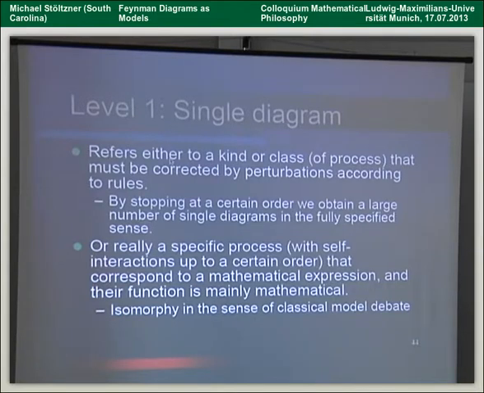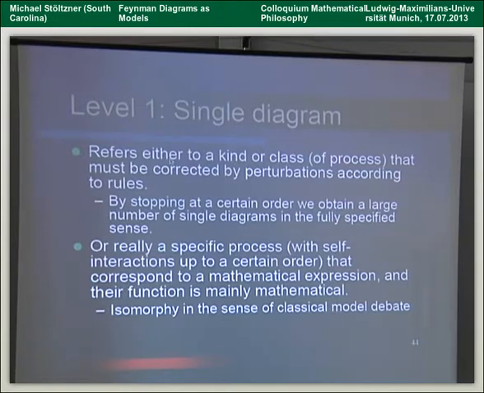Or is it really a specific process with self-interaction that corresponds to a mathematical expression, and its function is mainly mathematical? Okay, that's the single Feynman diagram with all the connections spelled out. That has a certain probability. That's not my part, the physicists are talking. And this one by Feynman rules, or even if you don't have a Feynman rule, you want to associate to a propagator, to a mathematical term. So that is fine. That's what we have in the classical model debate.